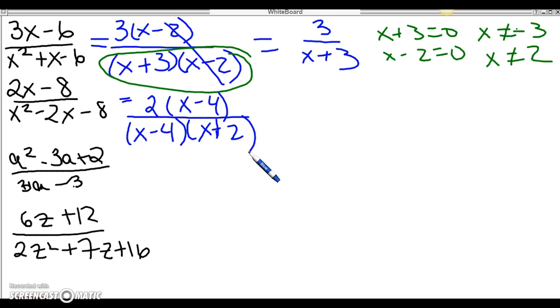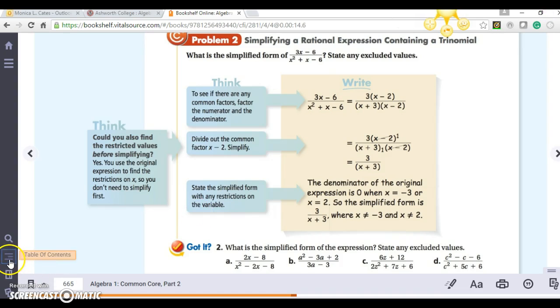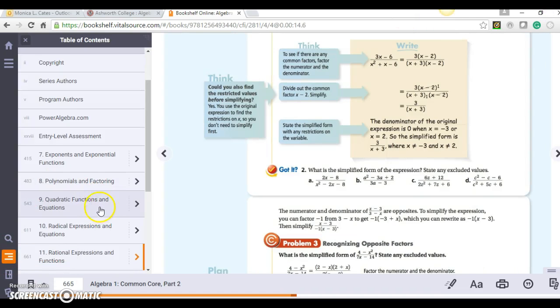And if you don't remember how to factor trinomials or quadratic equations, please go back and review polynomials and factoring, lesson 8. It's very important that you already know how to factor, because if you can't factor these, then this won't make any sense. So if you don't remember, you have to go back and review chapter 8.